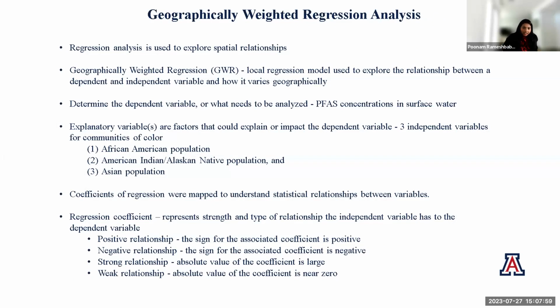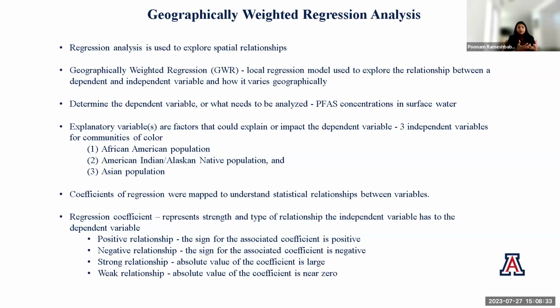So I chose regression analysis because it's used to explore spatial relationships to understand factors that may impact observed spatial patterns. And geographically weighted regression, or GWR, allows the regression model parameters to vary across geographic space. So the first step of the regression workflow is to determine the dependent variable, or what needs to be analyzed. In this case, PFOA and PFOS concentrations in surface water were my dependent variables. And the independent variables are the 3 minority groups.